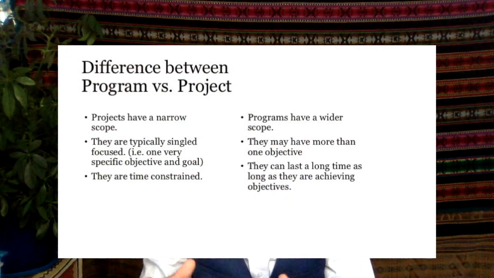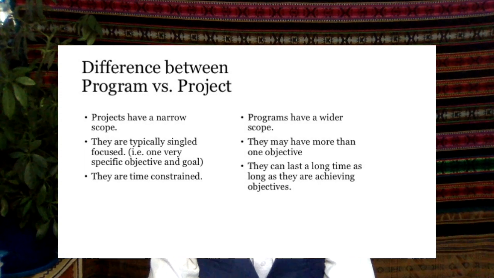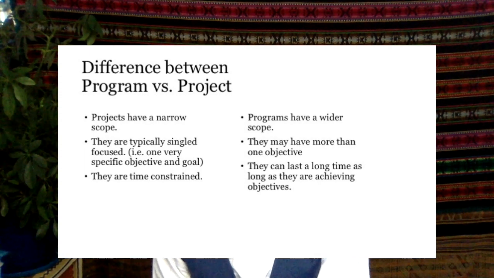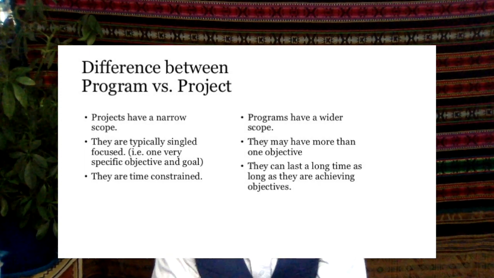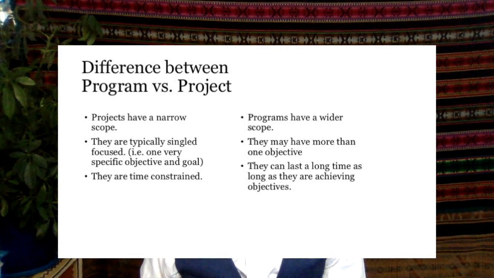Now, the project is even more focused than the program, right? Projects have very narrow scope. They're typically single focused. They have one specific objective, one goal, and they are time constrained more than programs, right? Programs, on the other hand, have a wider scope, not as wide as the policy. They may have more than one objective, although they are very specific objectives, and they can last a long time as long as they are achieving their objectives and goals, right?